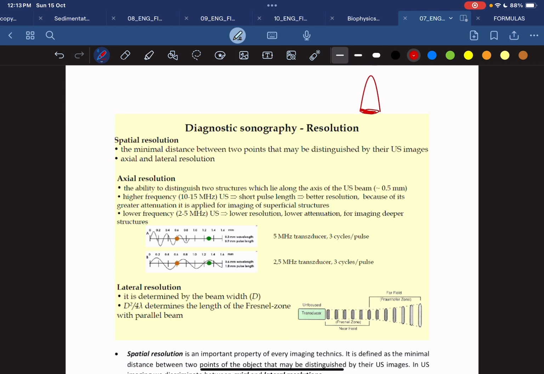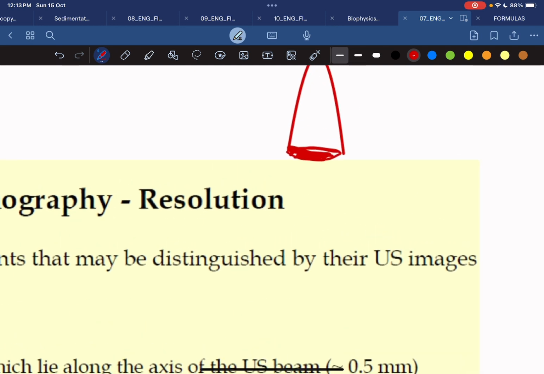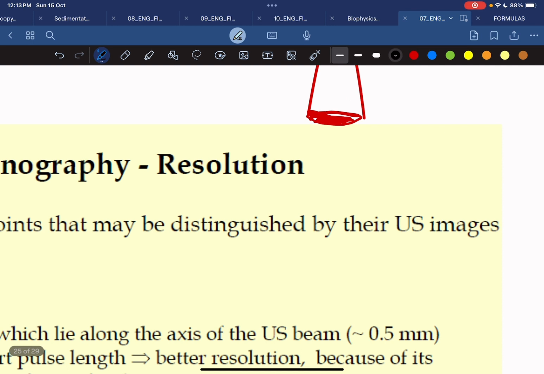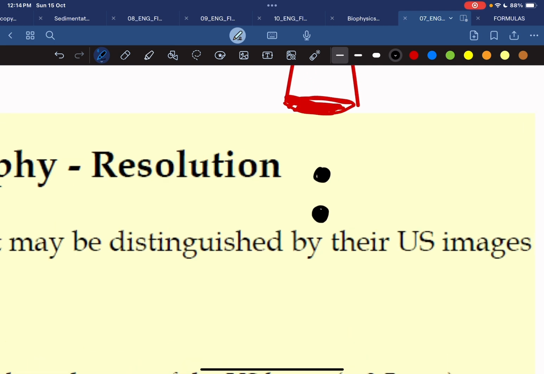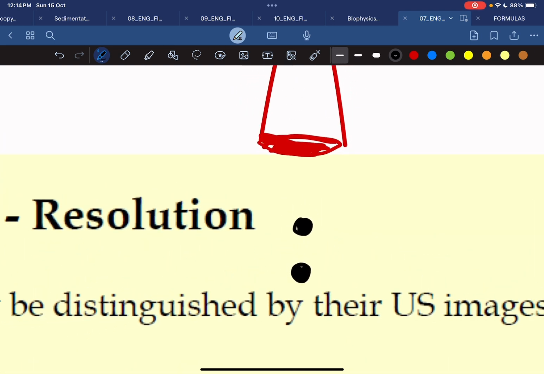This is the transducer, okay? Now, these are 2 points. Now, what is the distance, the minimal distance at which I can say confidently that these 2 points are separate? That is what we're trying to find with resolution.